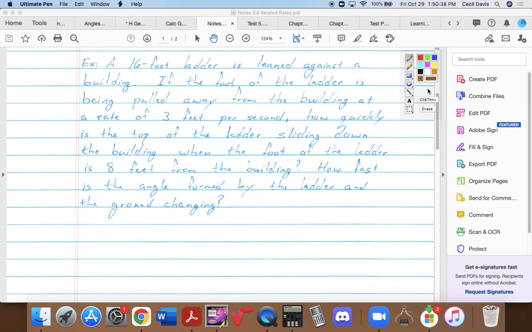Yeah. All right. So a 16-foot ladder is leaned against a building. All right. You need diagrams for these. They don't need to be anything particularly good, but you do need diagrams. So we always assume that buildings stand straight up and down and that the ground is level and flat.